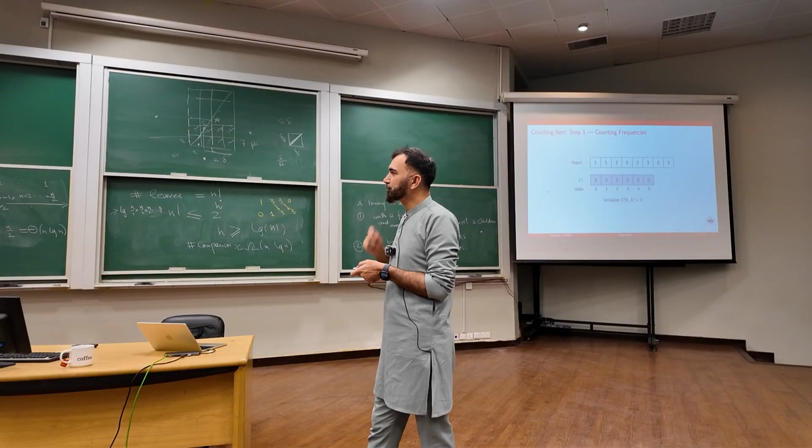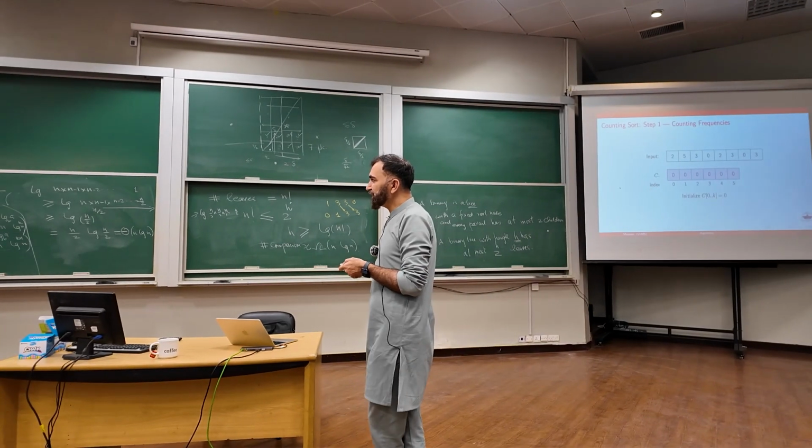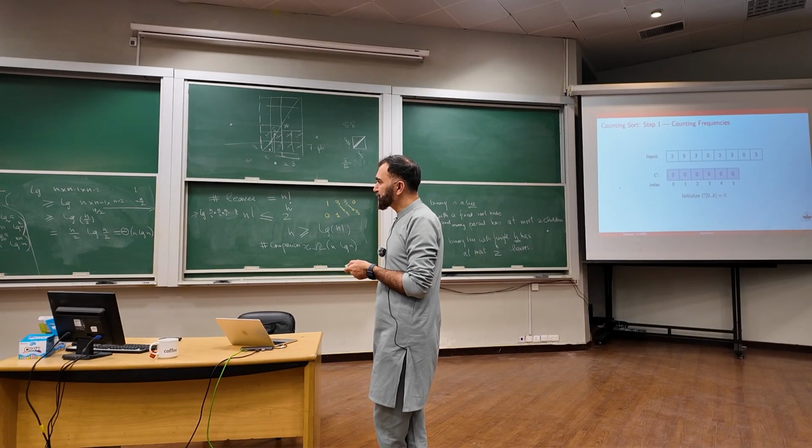So you count how many times 0 appears, you count how many times 1 appears, you count how many times 2 appears, and so on. Okay? So you see, you do a loop over the original.